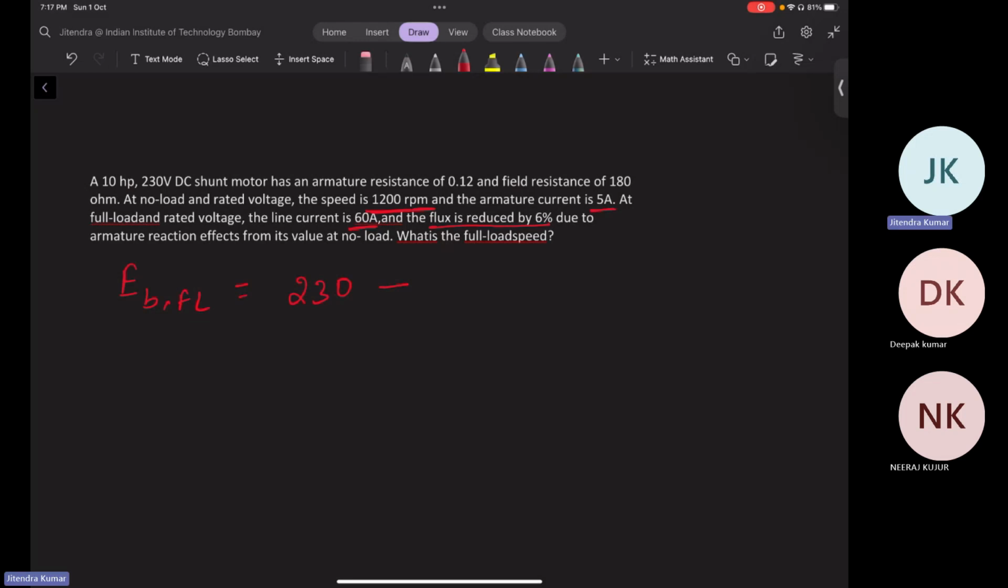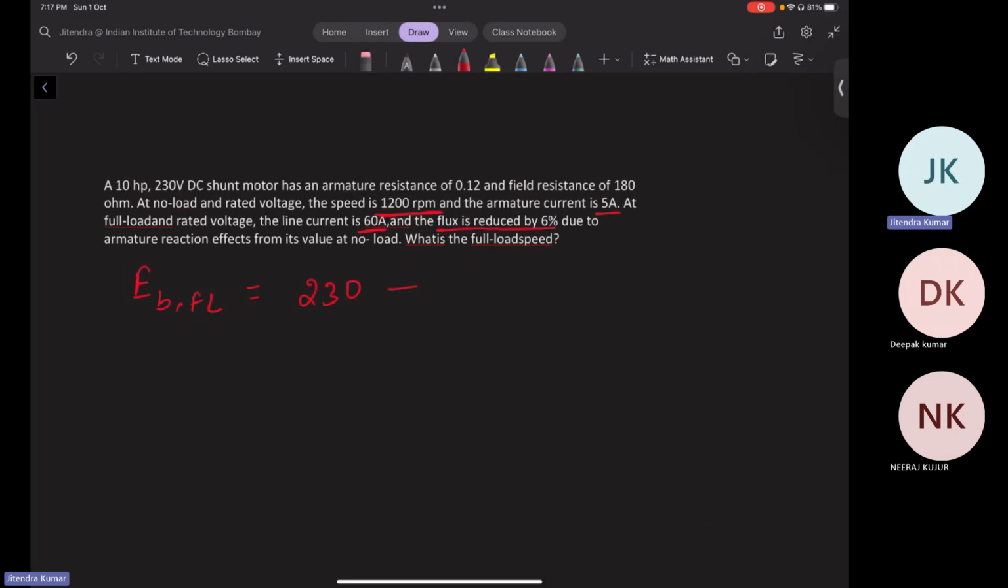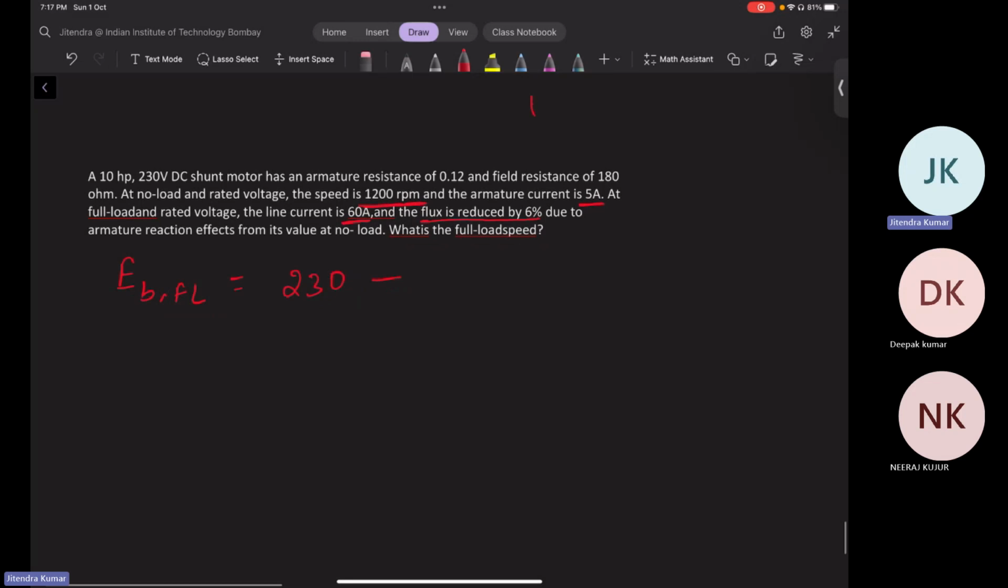So what will be the field current? Field resistance is given as 180 ohm. So what will be the field current? 230 volt by 180, that is 1.27. So this is your field current. And the no load armature current is given as 5 amps.